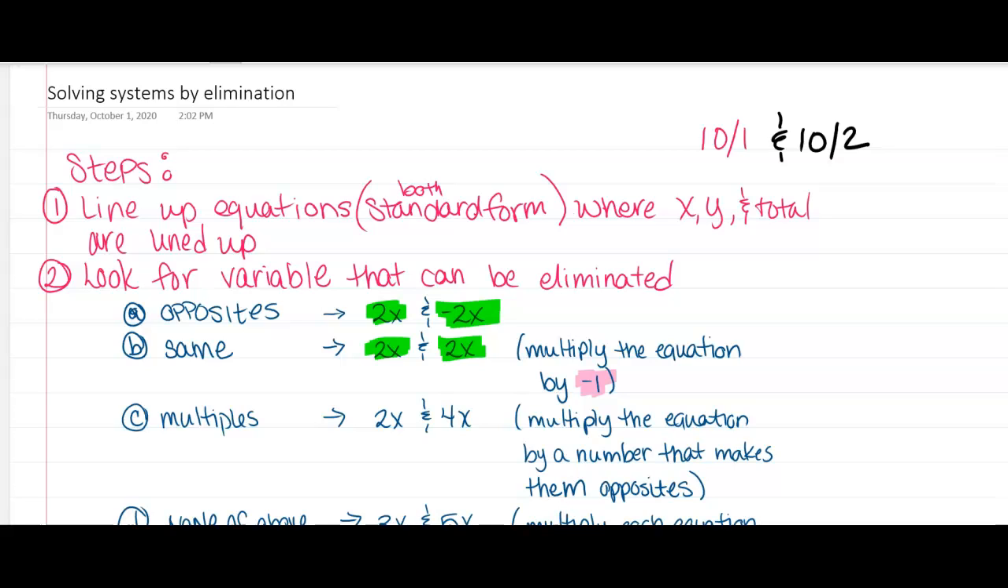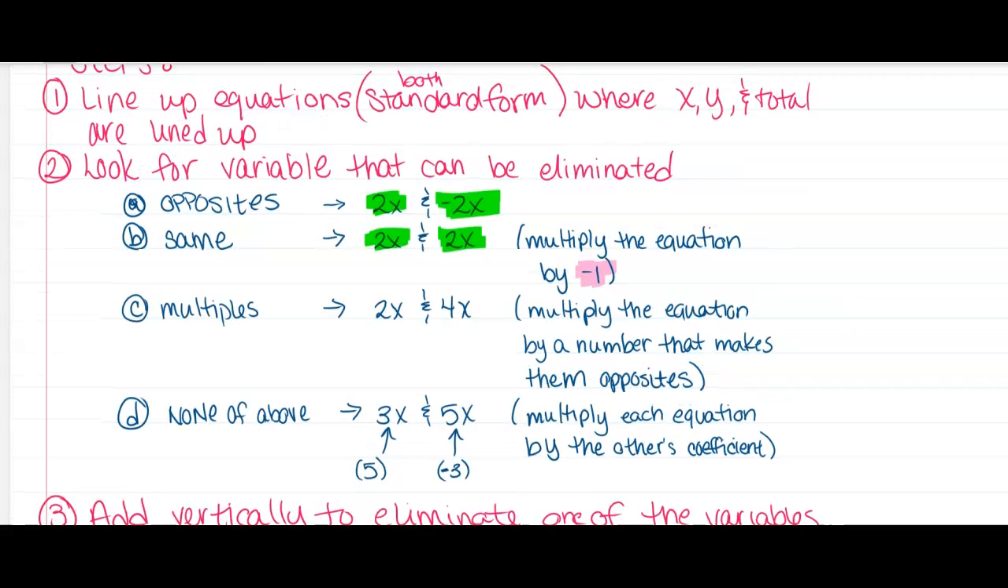Then, if that is not possible, then we look for variables that have multiples. For example, 2x and 4x. So 4 is a multiple of 2. So if that's the case, and we can find a variable like that, then we can multiply one of the equations by the number that makes them opposites. So basically our goal is to make our terms opposites of each other.